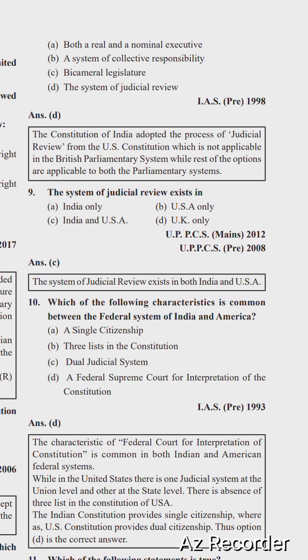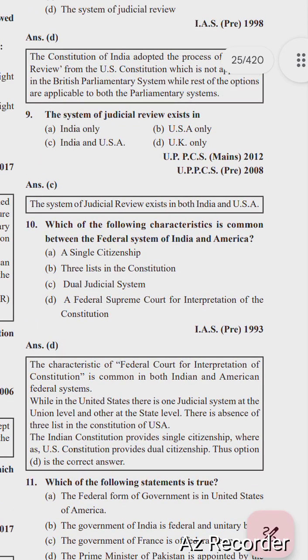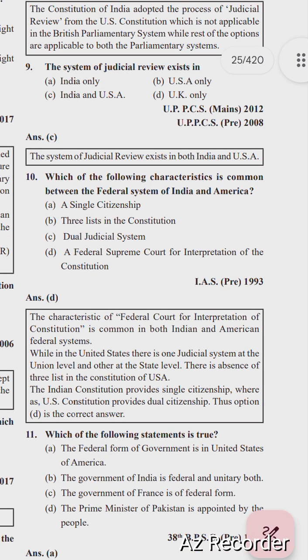Next question: the system of judicial review exists in which of the options? India only, USA only, India and USA only, and UK only. The right option is option C, India and USA. Next question: which of the following characteristics is common between the federal systems of India and America? The right option is option D, a federal court system, a federal Supreme Court for interpretation of the Constitution.